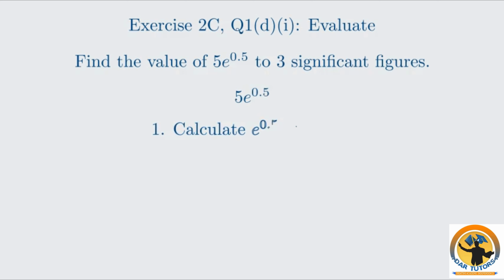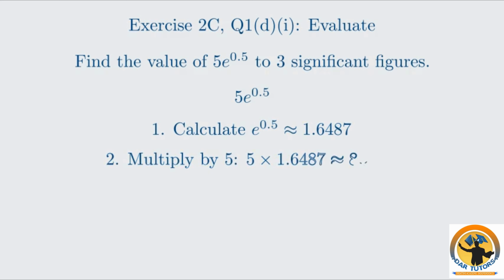This is approximately 1.6487. Then, multiply this by 5. This gives us approximately 8.2436. Finally, we round this to 3 significant figures, which is 8.24. This problem serves as a reminder that e is just a number, and we can perform standard arithmetic operations with it. The key is knowing how to use your calculator to evaluate expressions involving e.